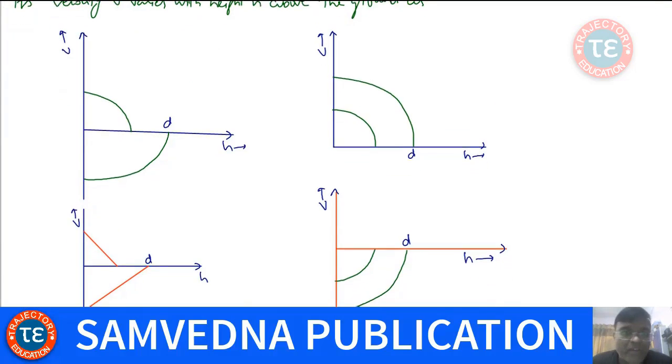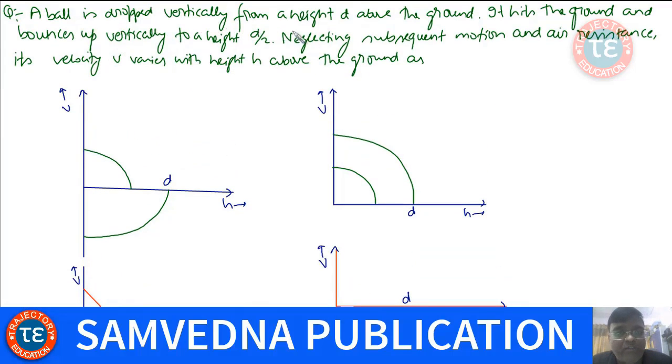let's take this case. A ball is dropped vertically from height d over the ground. We are dropping the ball from height d. This is height d. So the ball will come like this. It will hit the ground, and as it comes downward, the velocity keeps on increasing, but increases in the downward direction. It keeps on increasing, and then it hits the ground.